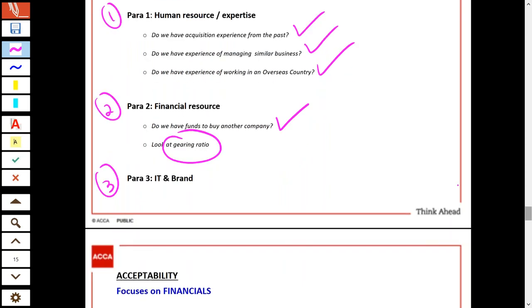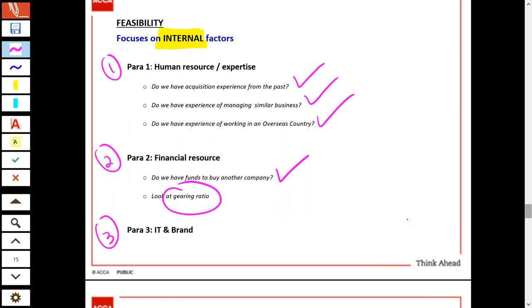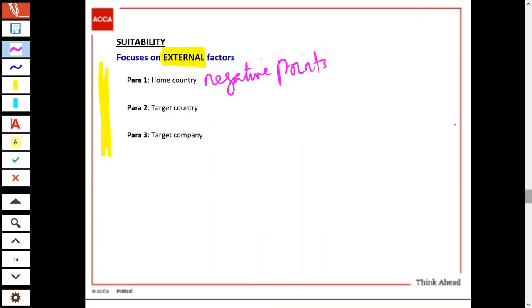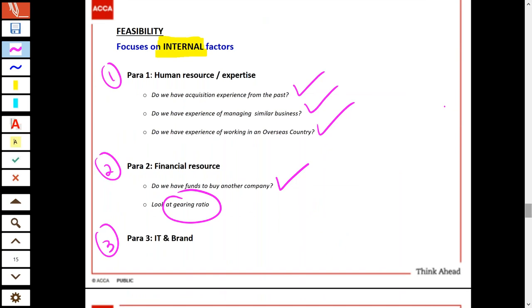And the third paragraph, any information about IT mentioned, you just reproduce it. Like if the company has a website, an online ordering system, or an online booking system, whatever information is about the technology, you can use it. Similarly for brand, if the company has an established brand, it can take advantage of the brand. So just remember these 3 items. There were three items in suitability: home country, target company. And then there were 3 items in feasibility, and these are mostly internal: human resource, financial resource, IT/brand.